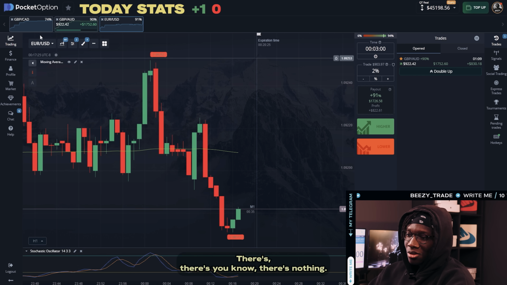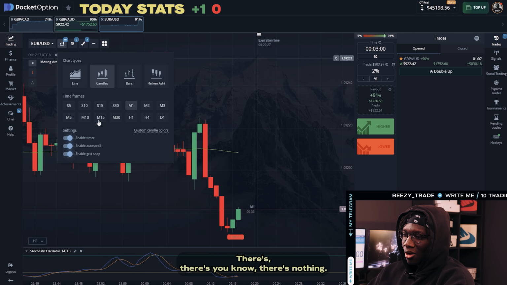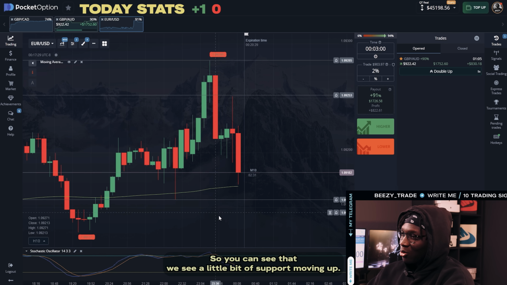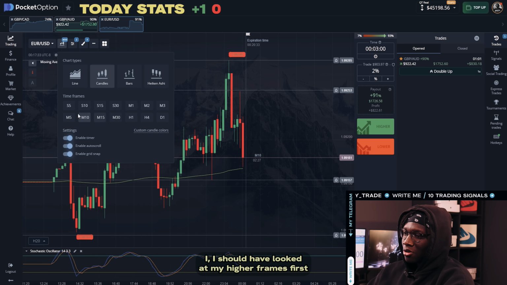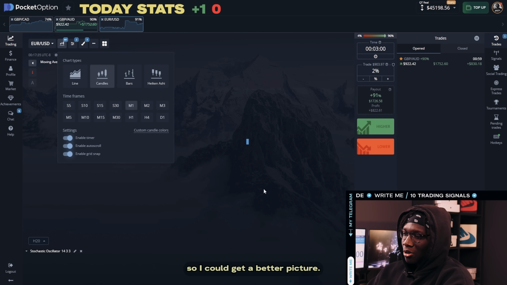So you can see that we see a little bit of flush, the market moving up. I should have looked at my higher frames first so I could get a better picture.